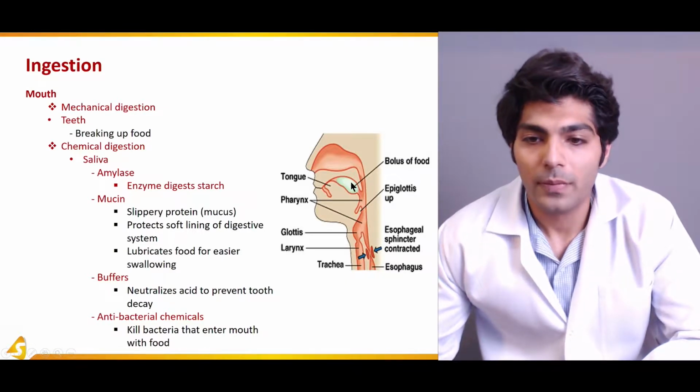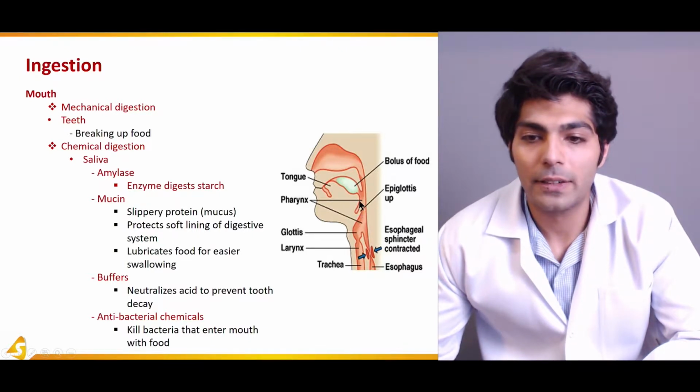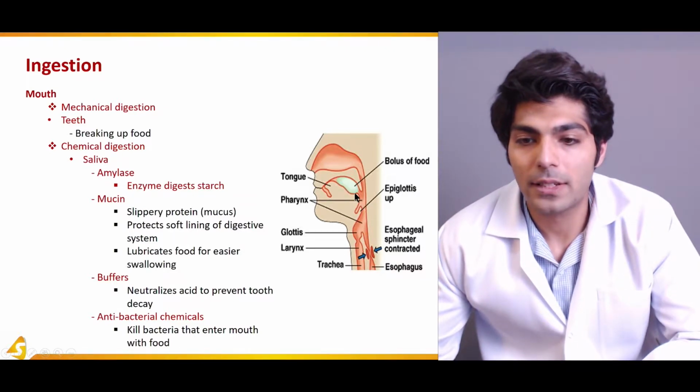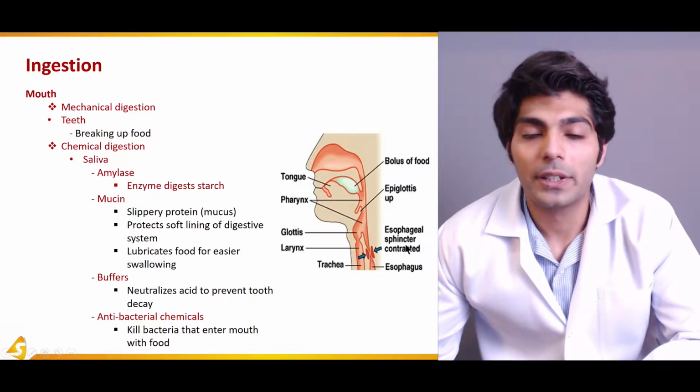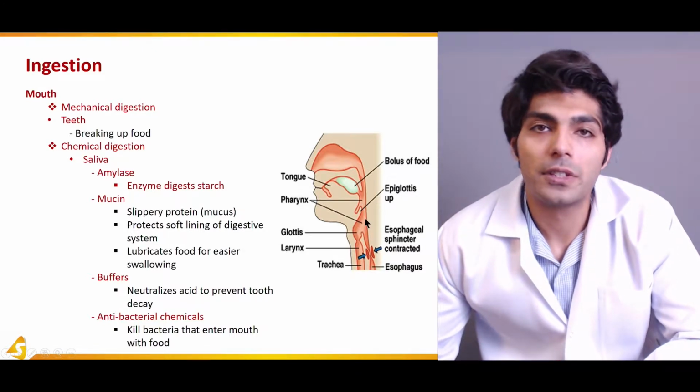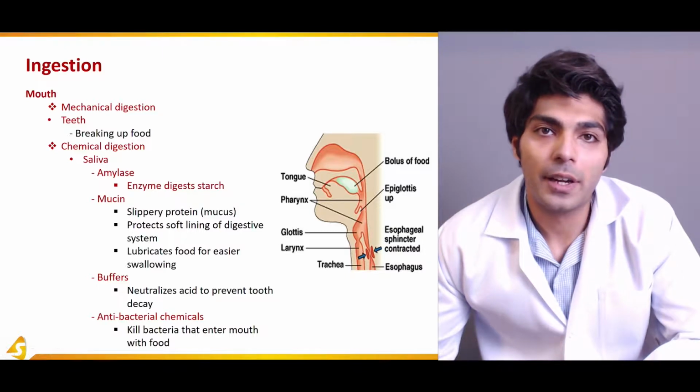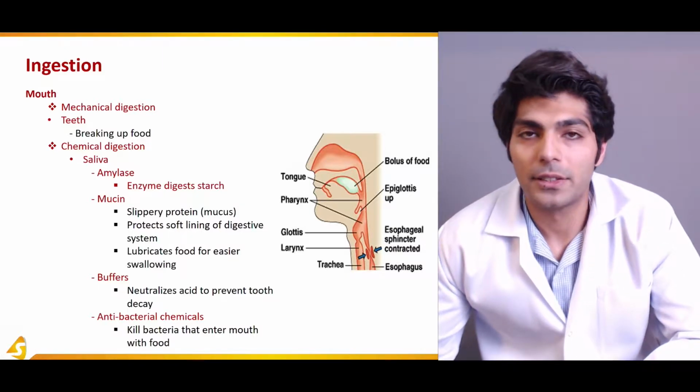So here's a picture, a quick view of the bolus of food entering into the mouth and being pushed down into the esophagus. The epiglottis is lifted, which covers the glottis so that the food can easily pass down to the esophagus, and the esophageal sphincter relaxes once the bolus of food reaches that portion of the esophagus, passing the epiglottis lid which covers the trachea so that the food doesn't enter the trachea.